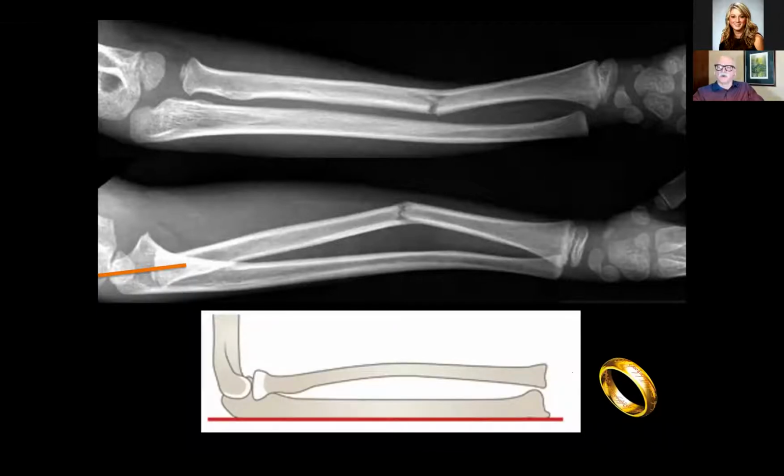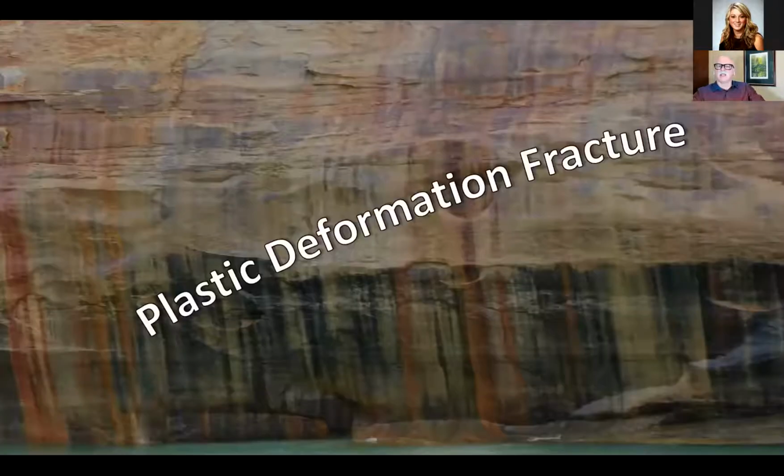Now, the ulna normally is a flat bone, and it provides sort of the stability whereby the radius can rotate around it and do its thing for supination and pronation. The ulna is sort of the pivot point, and the ulna is flat. But notice in our patient, the ulna isn't flat at all. There's a big bow in it, and that is a plastic deformation fracture.